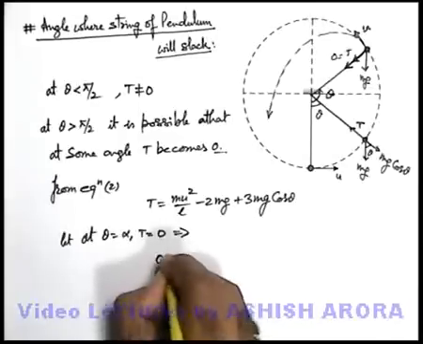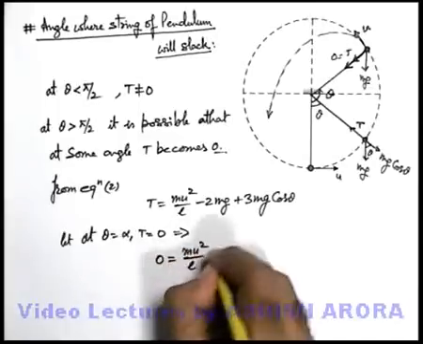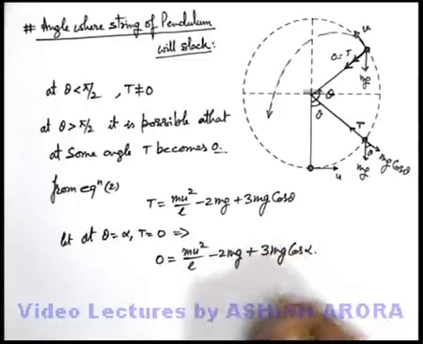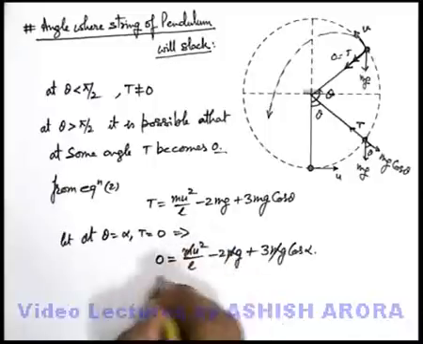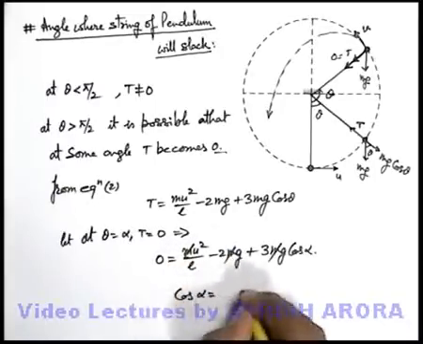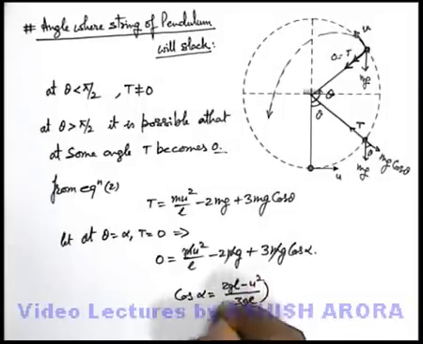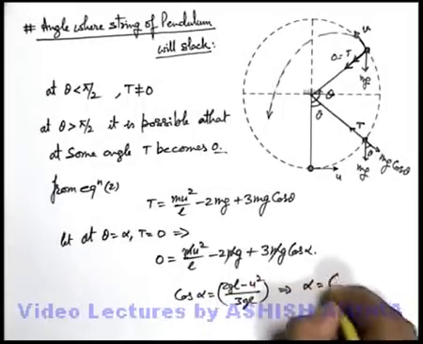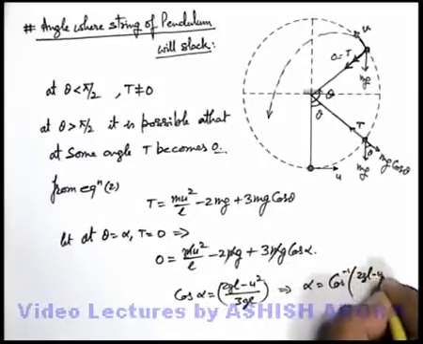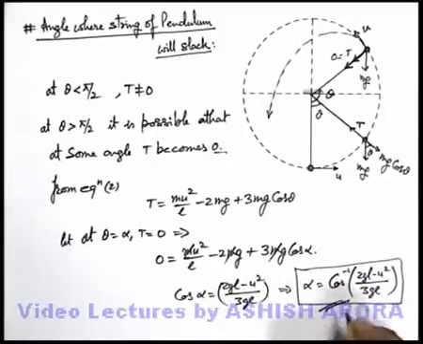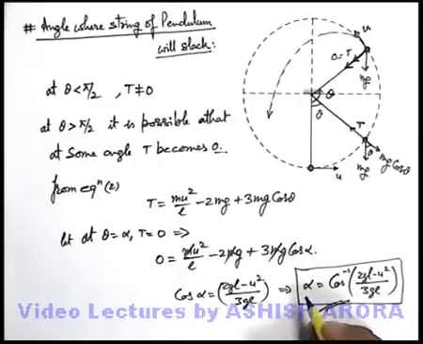This implies we use 0 is equal to mu square by L minus 2mg plus 3mg cos alpha. In this expression, m gets cancelled out and on solving we'll get the value of cos alpha is equal to (2gl minus u square) upon 3gl, or the value of alpha will be cos inverse of (2gl minus u square) by 3gl. This is the expression of the angle at which the string will become slack and the particle will follow a projectile motion under gravity only. So always remember this expression also.